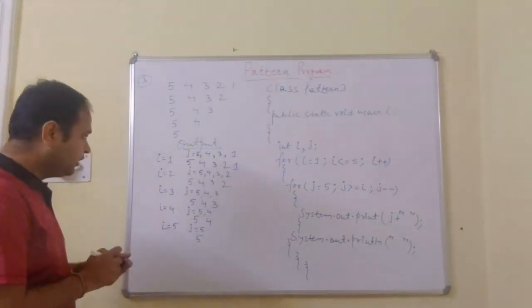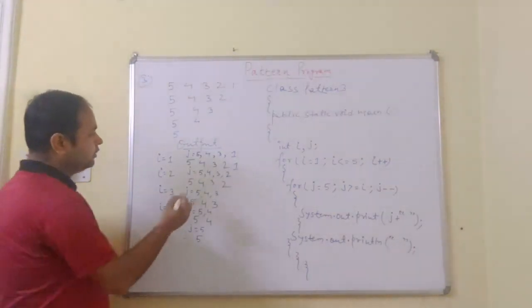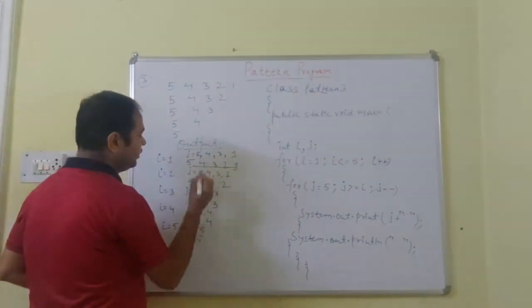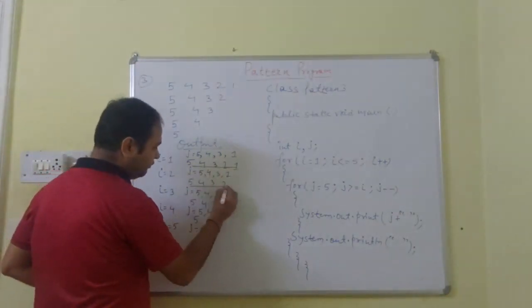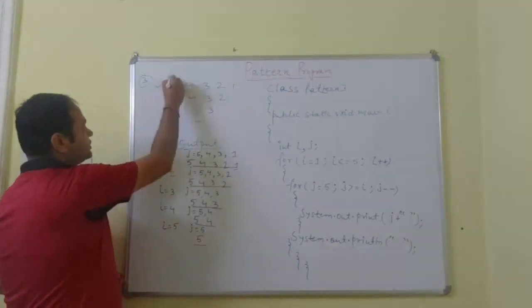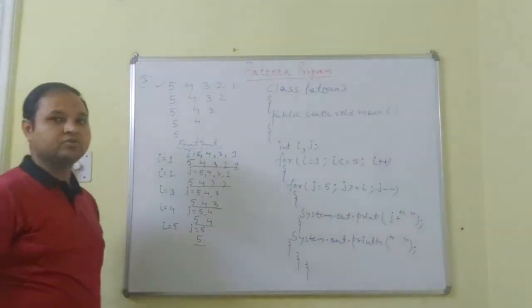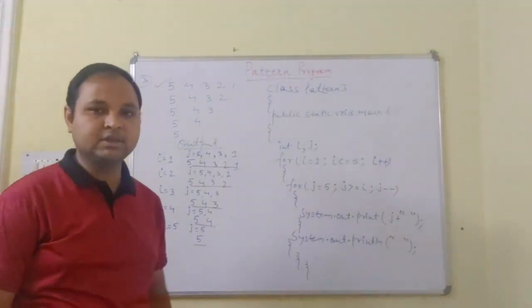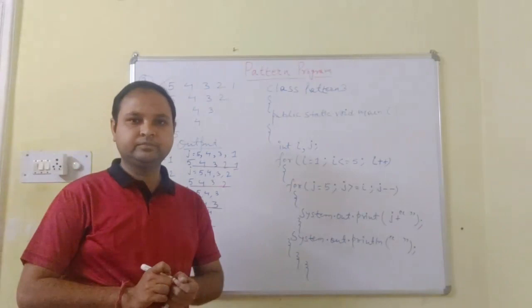So what output we got here? We got 5 4 3 2 1 first line. Second line we got 5 4 3 2. Third line we got 5 4 3. Fourth line we got 5 4 and 5. So we obtained this output. So in this way this program is executed. Okay.